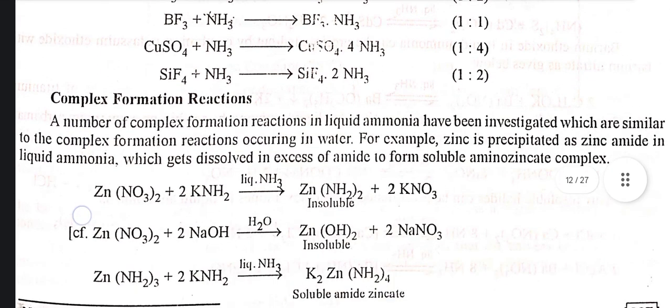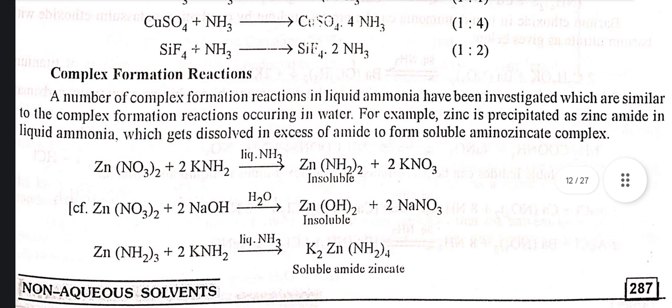Complex formation reactions. A number of complex formation reactions in liquid ammonia have been investigated which are similar to the complex formation reactions occurring in water. For example, zinc is precipitated as zinc amide in liquid ammonia, which gets dissolved in excess amide to form the soluble amidozincate complex.